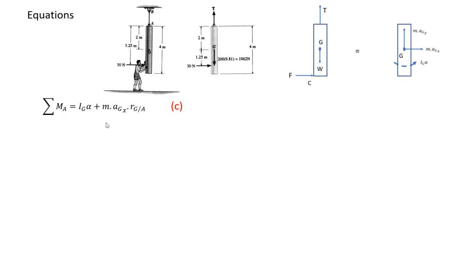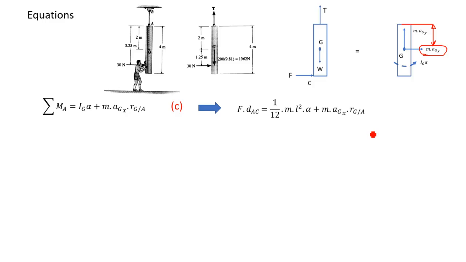So the moment in the free body diagram is the 30 multiplied by the distance of 3.25. On the kinetic diagram, it is going to be equal to the mass multiplied by the AGX multiplied by 2 meters, plus the IG alpha. And we don't know what the alpha is. But the AGX is known, this force is known, so we can find the value for the alpha.